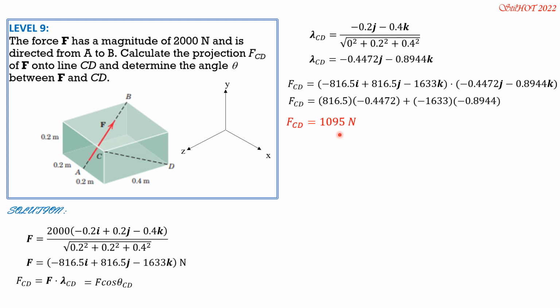Then this is equated to F cosine theta CD, where F is 2000. And we can compute theta CD. So 1095 equals 2000 cosine of theta CD. So theta CD is equal to 56.8 degrees.